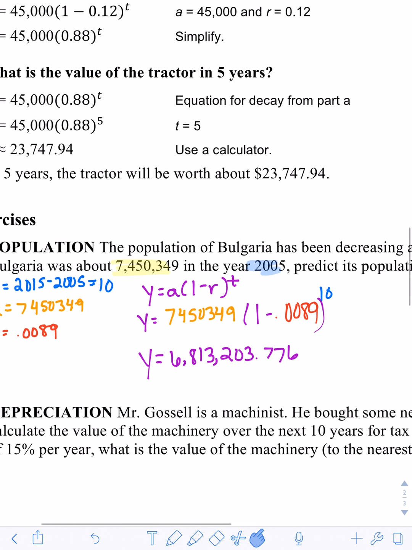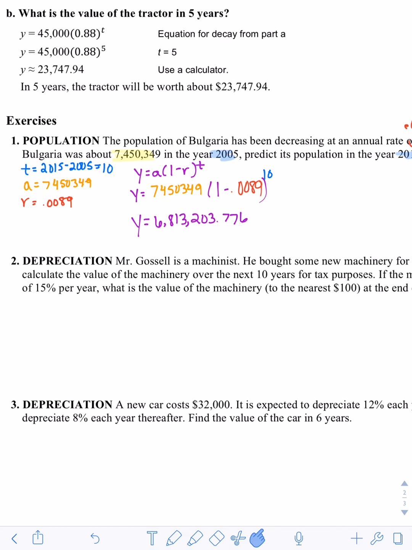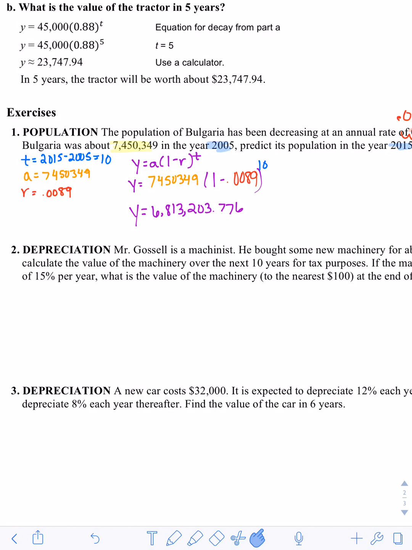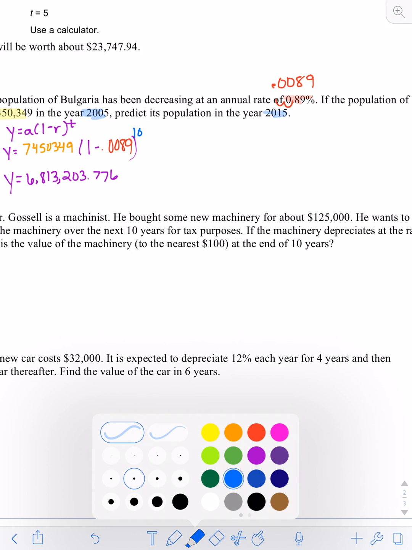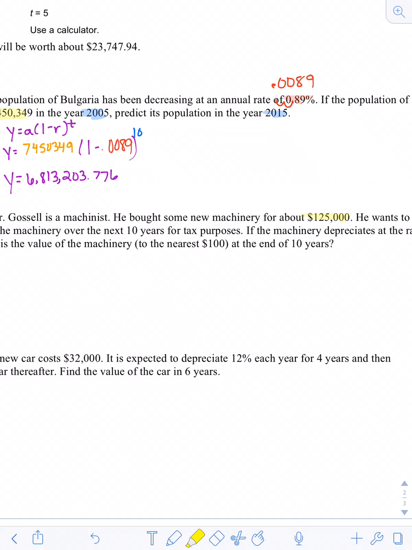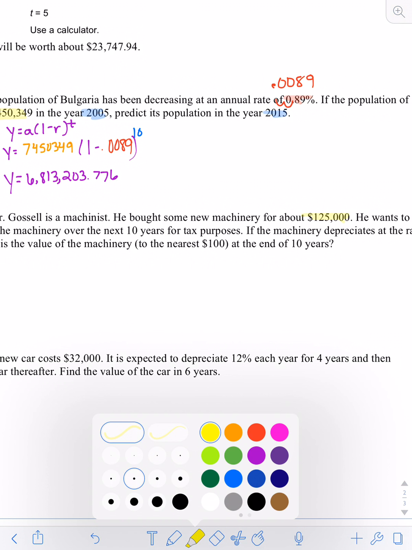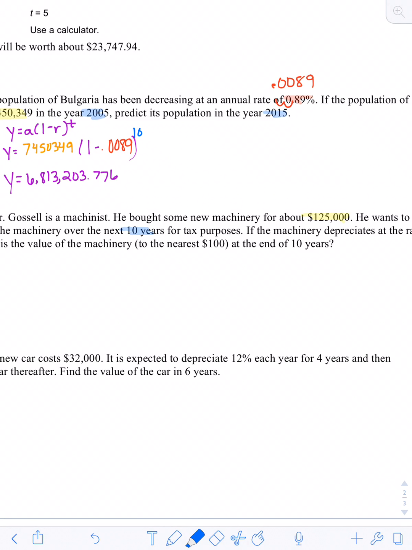All right, next one. So Mr. Gossel is a machinist. He bought some new machinery for about $125,000. So again, that is my initial amount. He wants to calculate the value of the machinery over the next 10 years. So there's my time, 10 years.